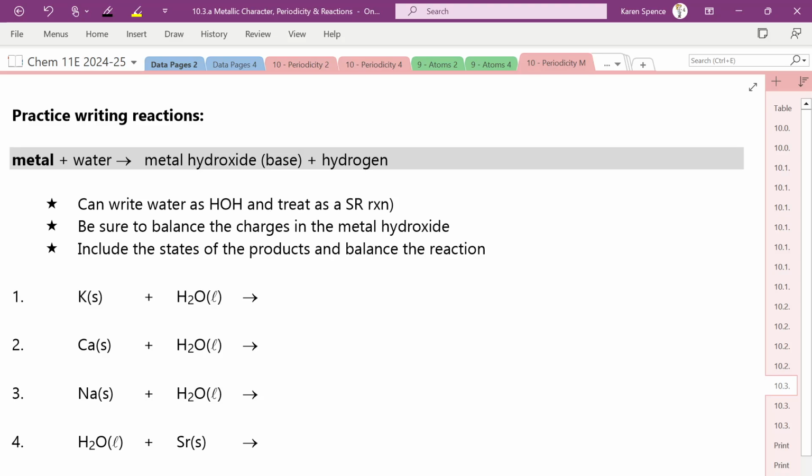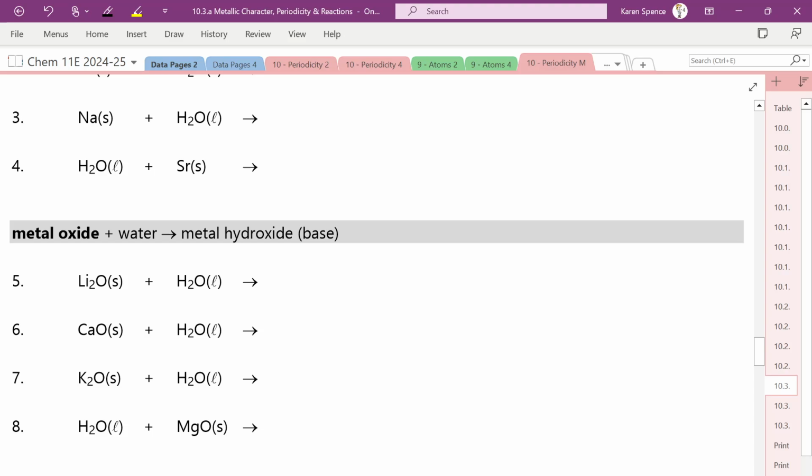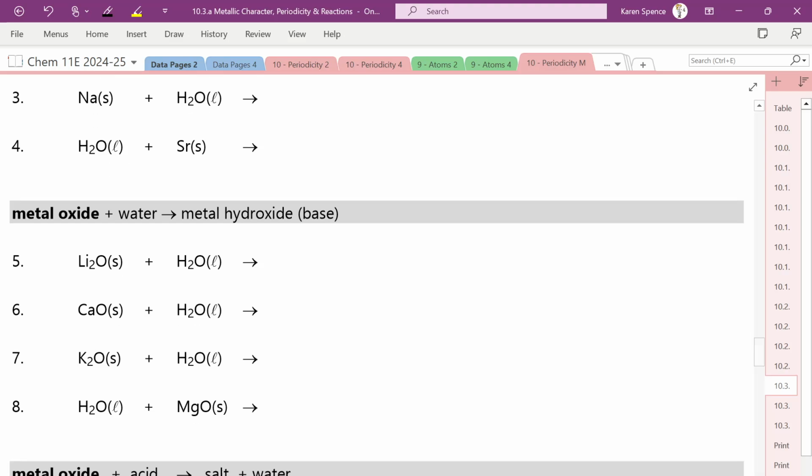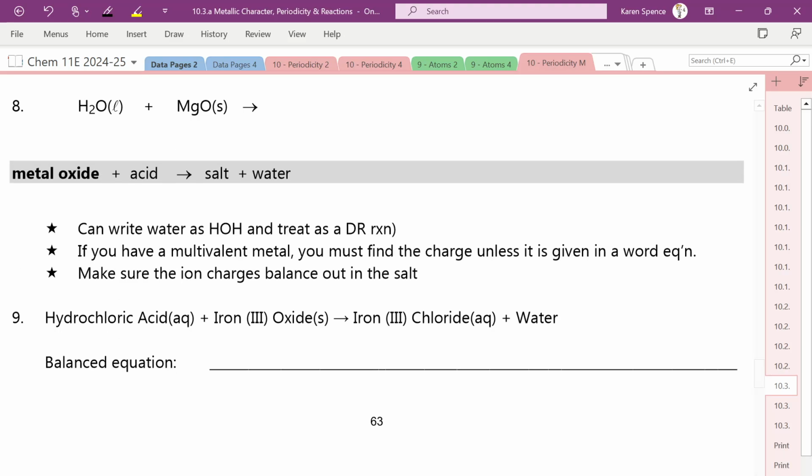Here's some practice writing the reactions, which I'm sure you're not interested in because it's not on the test. Am I correct? Figured. Okay.